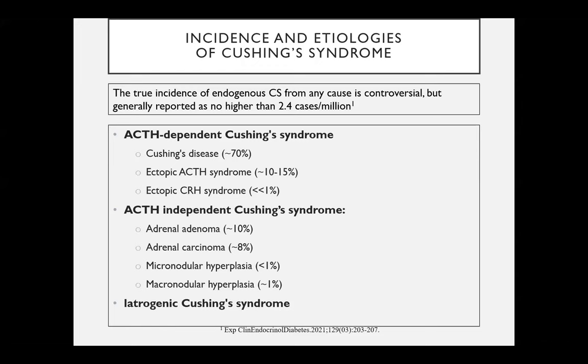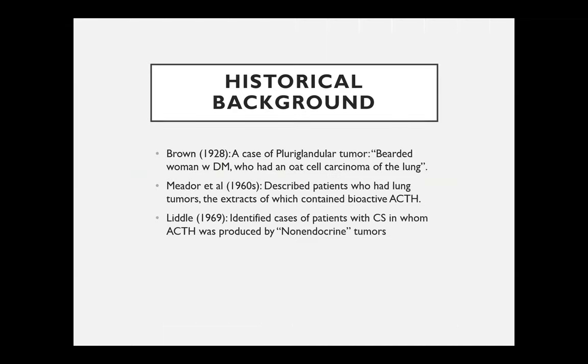So this is a quite rare situation. The proportion of patients that develop ACTH-dependent Cushing's is actually very small. Imagine, that's the third case that I'm seeing throughout my career. Endogenous Cushing's syndrome is generally reported at an incidence of no higher than 2.4 cases per million, and 10% is the percentage of patients that present with endogenous Cushing's due to ectopic ACTH. You can imagine that this is not a condition that we are interacting with on a daily basis.